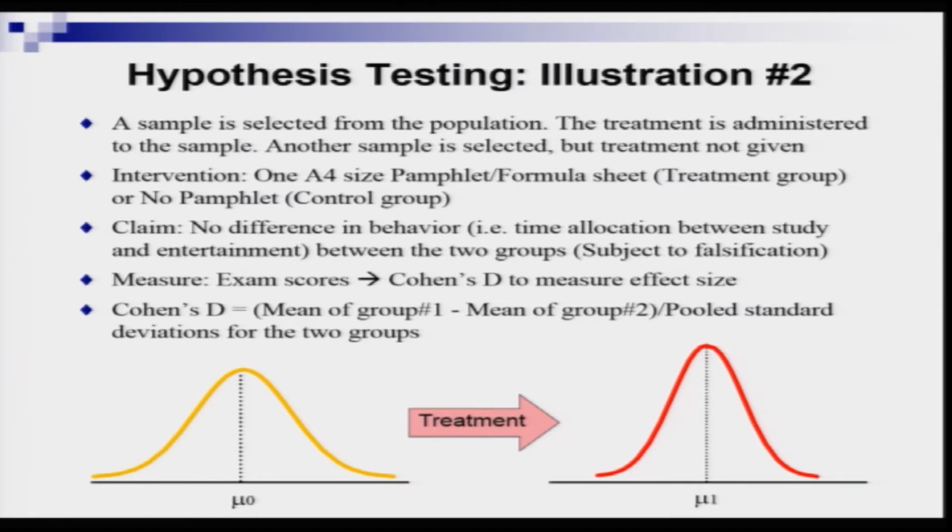Now, what is the formula for Cohen's d? Here we are talking about two different groups, and group 1 could be the treatment group and group 2 could be the control group, and we need to compute the mean for these two groups separately, take the difference, and then this difference should be divided by the pooled standard deviation for the two groups, and that is the way you measure Cohen's d. And this Cohen's d can now be used to do some statistical testing.